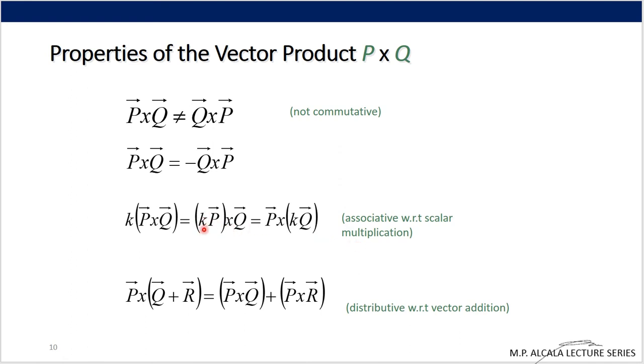Take note, k is a scalar quantity. So it's not a vector. Let's say k is a constant. So it can be done: it is associative, and distributive with respect to vector addition. So it's also possible for vector addition.